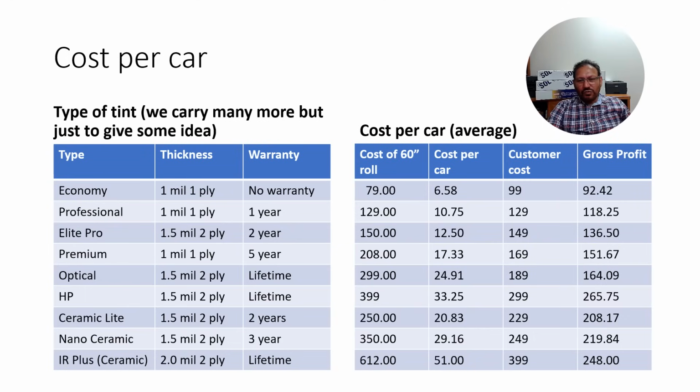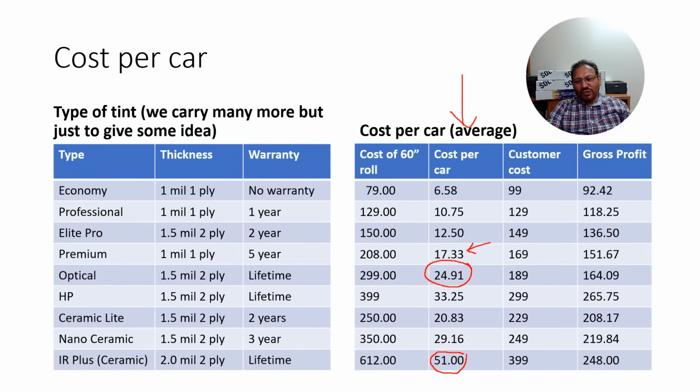This is just the two slides together which I've shown you previously. So this is the type, the thickness, the warranty, the cost of a 60-inch roll. The new thing added here is this one. What is the cost per car? If you're using the economy, your cost per car of the material only is $6.58, and if you're using the ceramic tint, your cost is $51. If you're using the optical, your cost is approximately $25. If you're using the premium, your cost is $17.33.